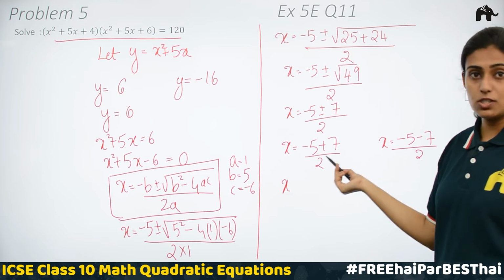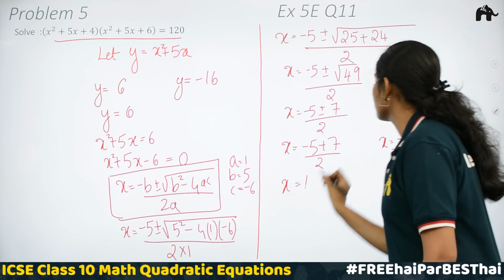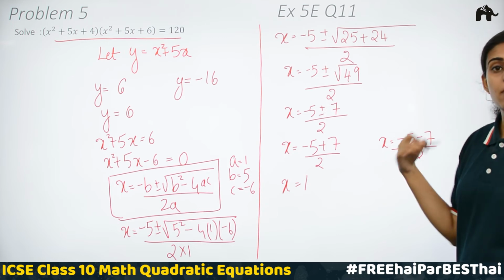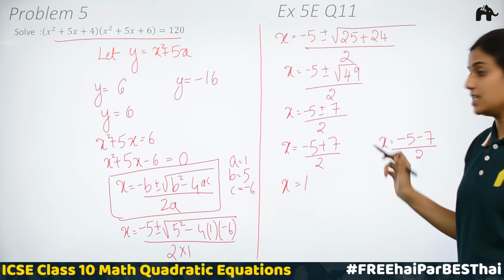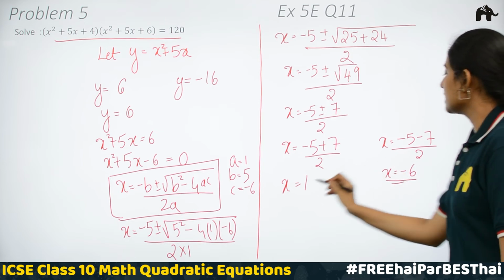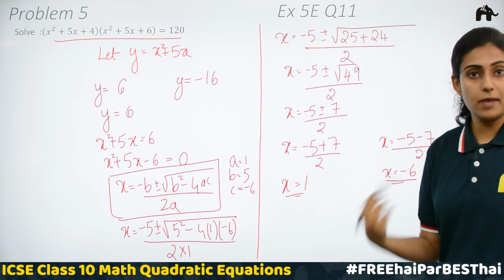You will be getting plus 2 divided by 2 is 1. Here, minus 5 minus 7 is minus 12, divided by 2 is minus 6. So x is equal to 1 and x is equal to minus 6.